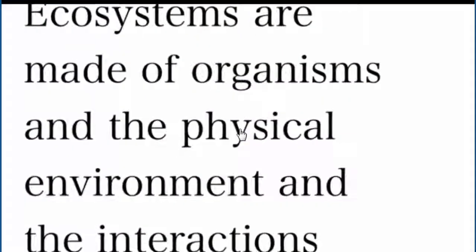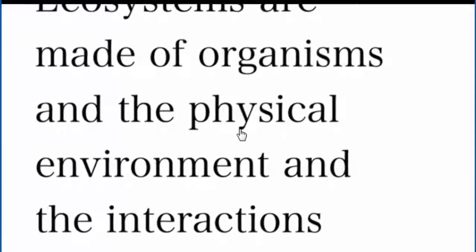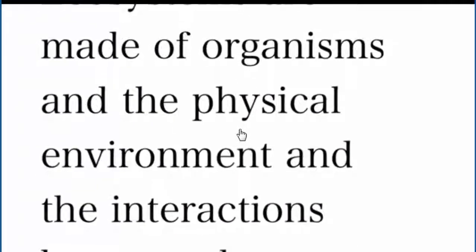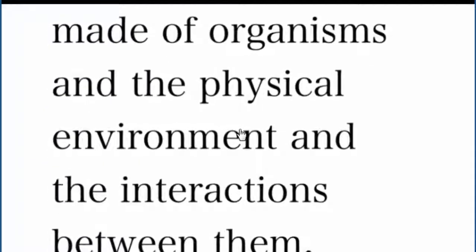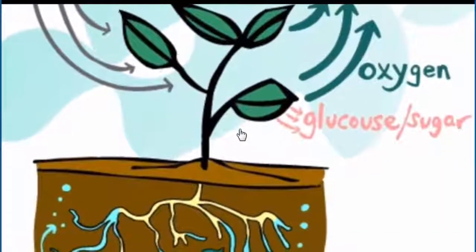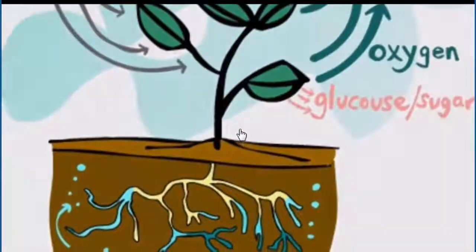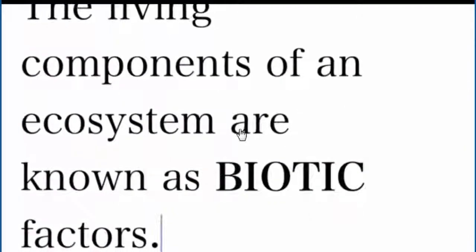And ecosystems typically are made up of organisms, and they're also made up of the physical environment, like the amount of sunlight, the amount of water, the temperature, and the seasons. And then it's also all about how those things interact with each other. So how sunlight interacts with a plant to make glucose. That's what this is all about. Well, let's start with the living side because we're more familiar with that.